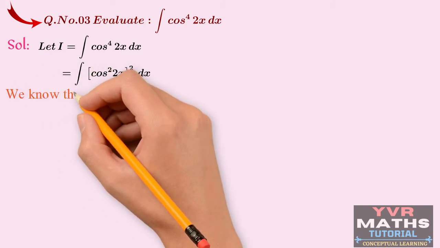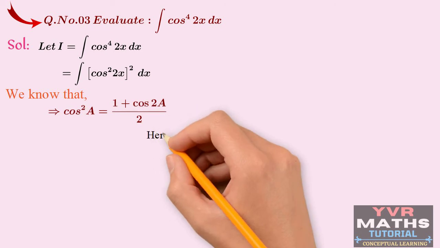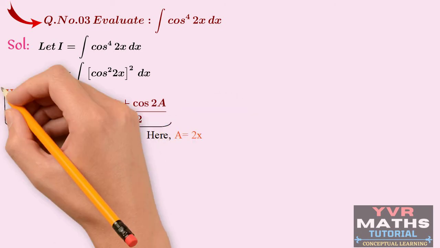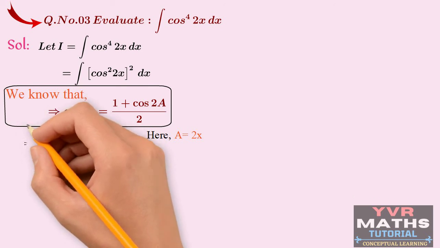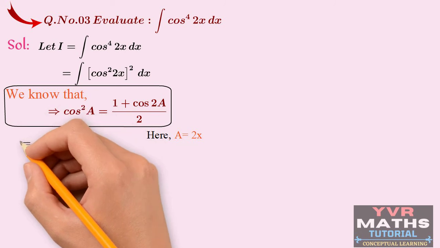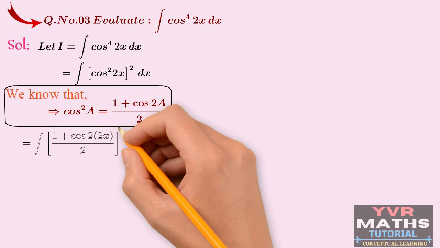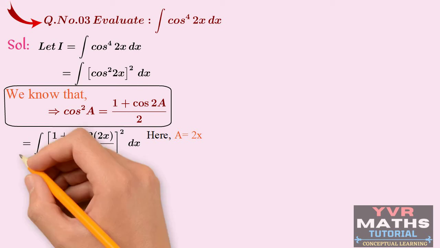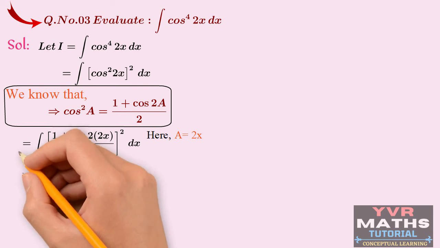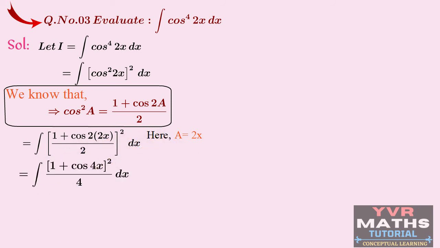We know the formula for cos square A. Here capital A is 2x. So in this formula, if we replace capital A with 2x, then what we will get? In the next step, integral of (1 plus cos 2 times 2x by 2) whole square dx. If we apply individual powers for the numerator and the denominator, then we will get integral of (1 plus cos 4x) whole square by 4 dx.